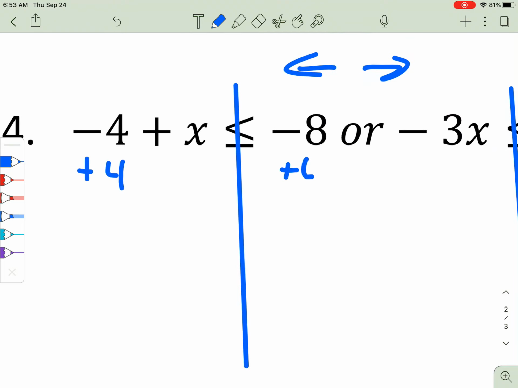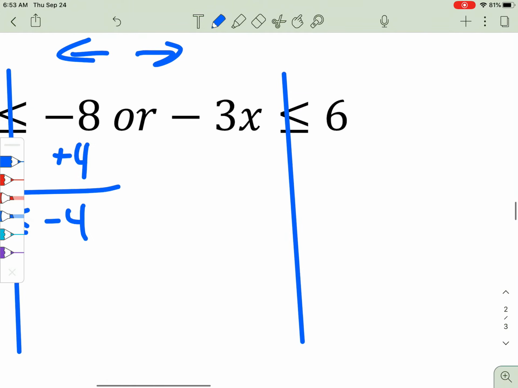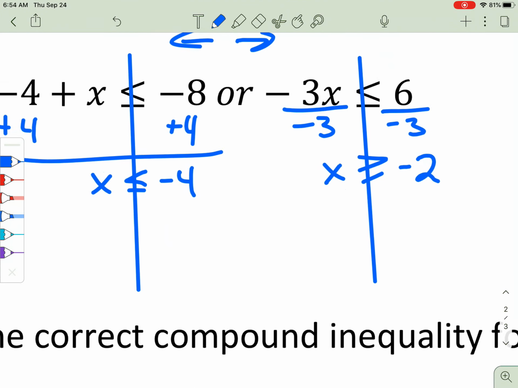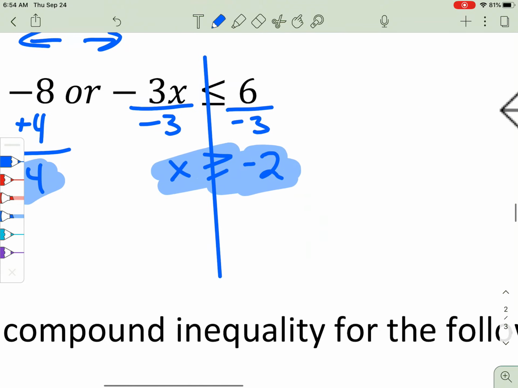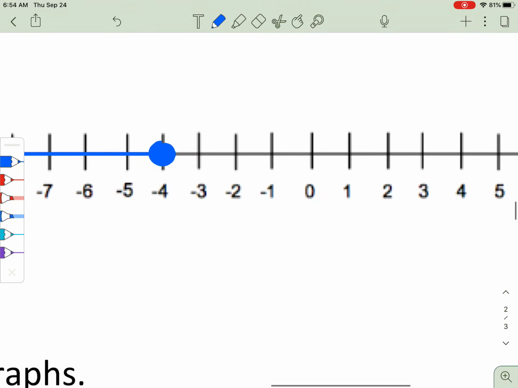So we're going to add 4. x is less than or equal to -4. Divide by -3, divide by -3, so that makes me switch the direction of the arrow. Okay, and so there's your answer for that. So less than -4, but greater than or equal to -2. It's an or statement, so less than -4, but greater than or equal to -2.